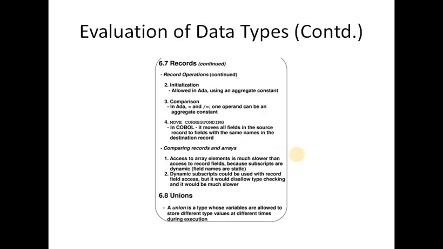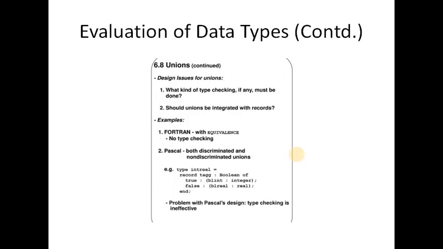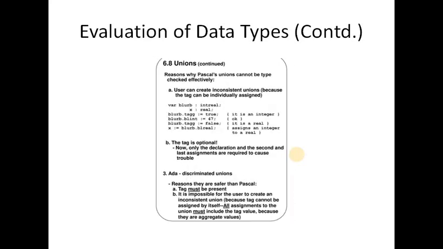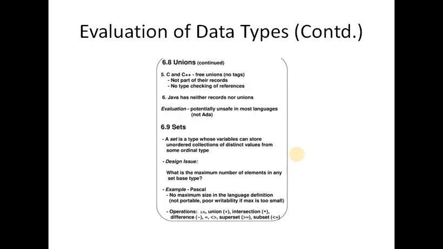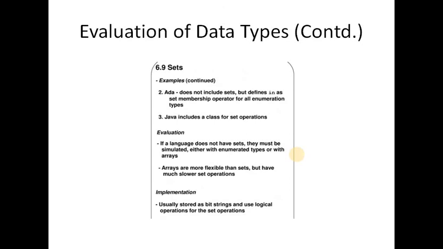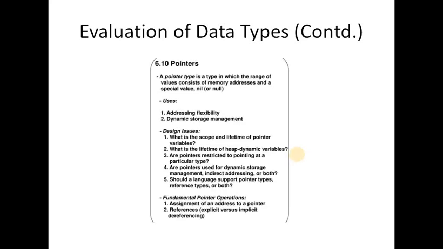So this is the description of records with the union. You already know about union. What kind of type checking, if any, must be done? Reasons why Pascal unions cannot be type checked effectively: users can create inconsistent unions. After unions, a set is a type whose values can store an unordered collection. So through using a set, we are storing the unordered collection. In a language that does not have a set, it must be simulated, either with enumerated types or with an array.